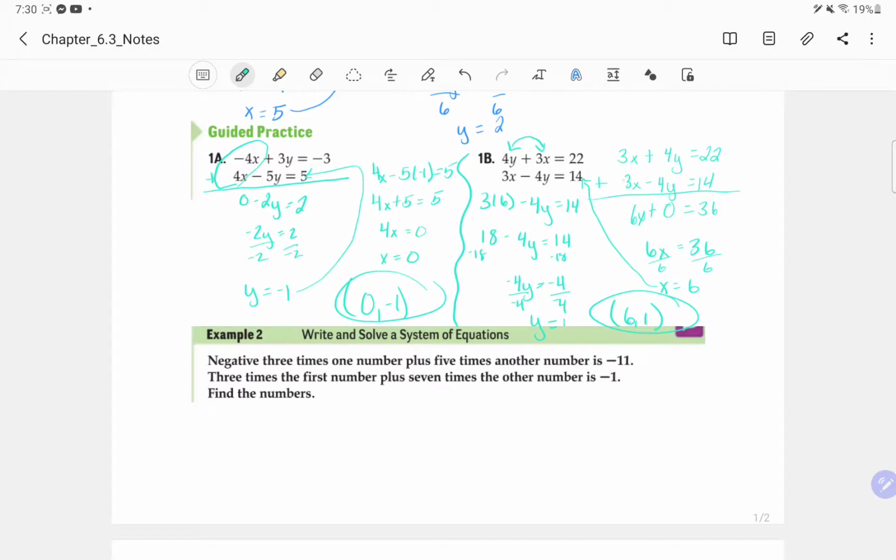And now over here, my x's are lined up and my y's are lined up. 3x plus 3x was 6x. 4y minus 4y went to 0. Add 22 and 14, you get 36. You solve all the way down to get x is equal to 6. I plugged it into the bottom one and got that y was equal to 1. So my point was (6, 1). Okay?